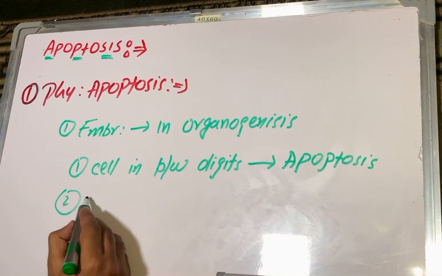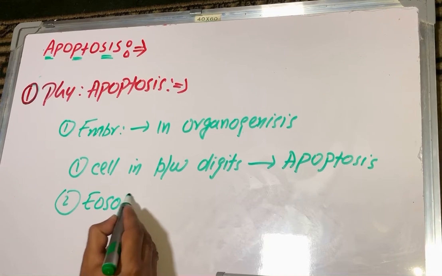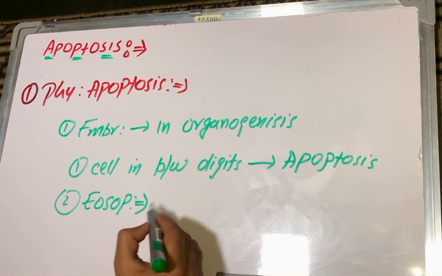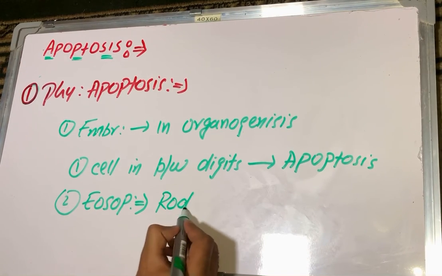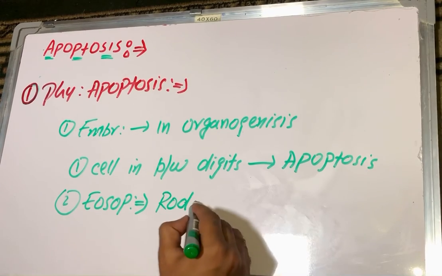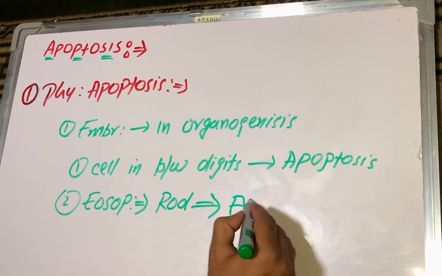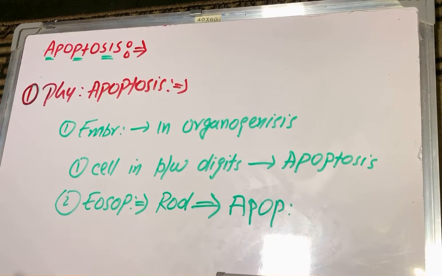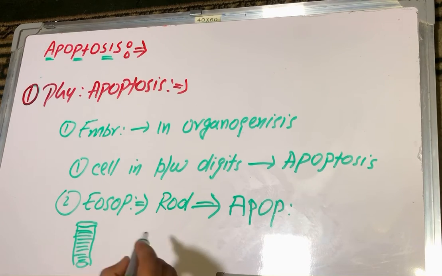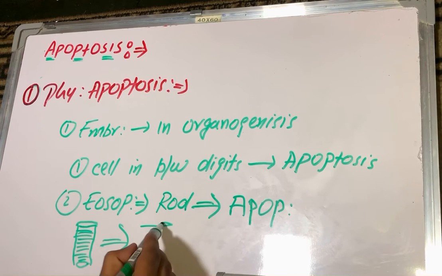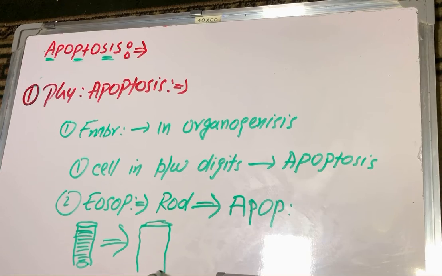Number second, esophagus. Embryologically the esophagus is just like a solid rod, and during organogenesis the cells in between in the esophagus undergo apoptosis, and it becomes open.